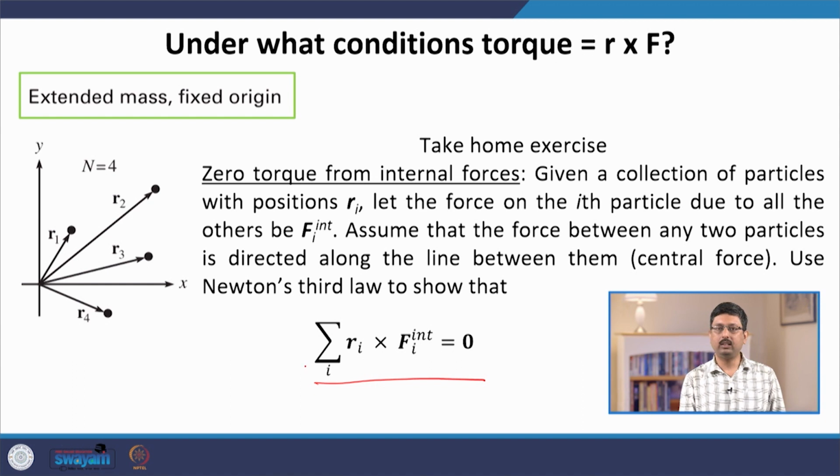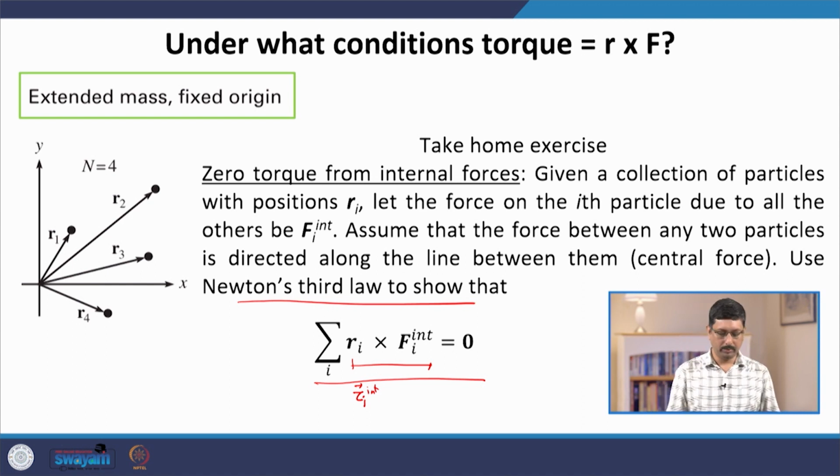So, what I mean is that for each particle this term is non-zero. If you calculate r1 cross F1 internal, it will be non-zero, and for r2, r3, r4 also non-zero. But if you add this term for all of them, let us call that tau 1 internal, where tau represents torque, then tau 1 internal plus tau 2 internal plus tau 3 internal plus tau 4 internal will be 0. This is a consequence of Newton's third law.